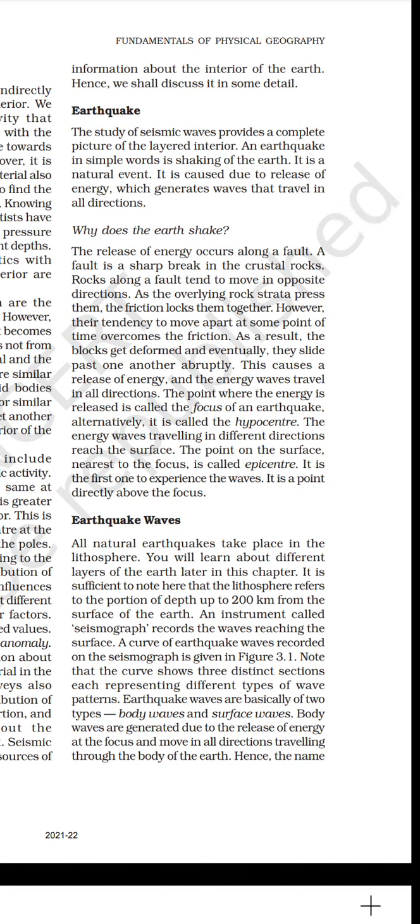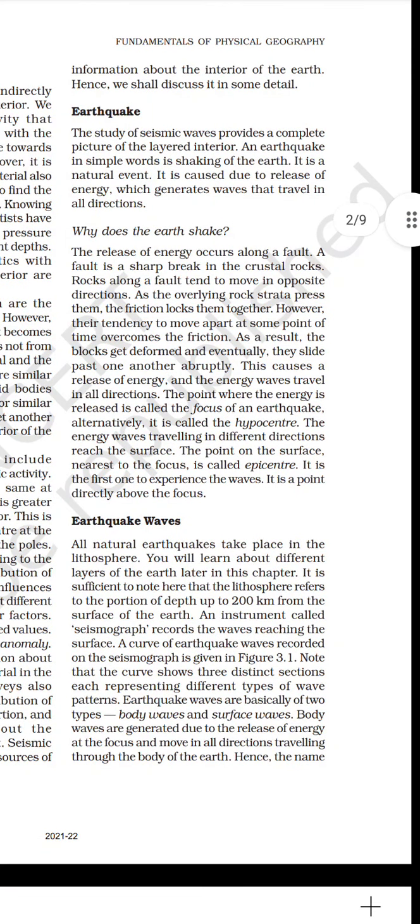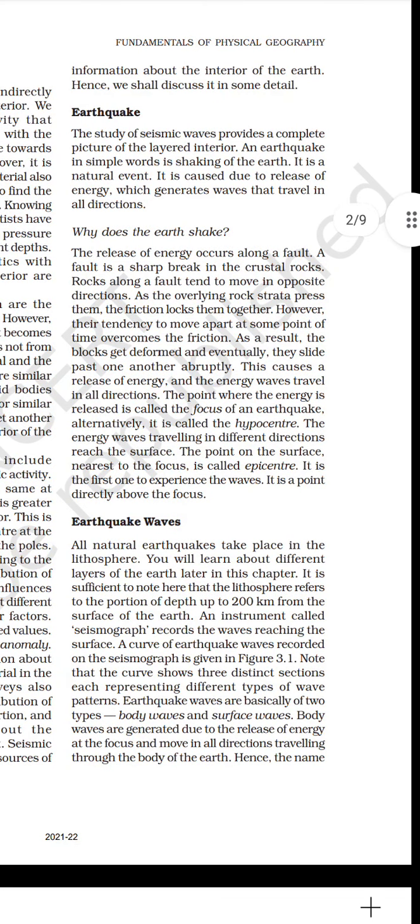The release of energy occurs along a fault. A fault is a sharp break in the crustal rocks. Rocks along a fault tend to move in opposite directions as the overlying rock strata press them. The friction locks them together. However, their tendency to move apart at some point of time overcomes the friction. As a result, the blocks get deformed and eventually they slide past one another abruptly. This causes a release of energy and the energy waves travel in all directions.